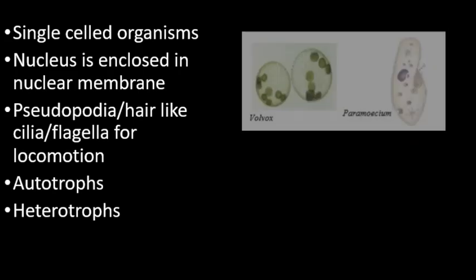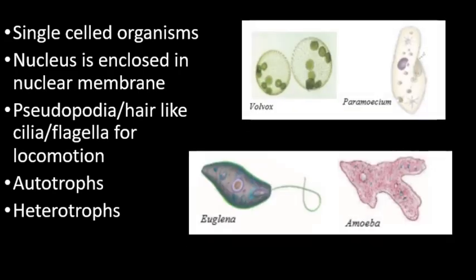Here are the few examples. First is volvox, then euglena, paramecium and amoeba. Now, volvox is an autotroph and euglena is also an autotroph, whereas paramecium and amoeba are heterotrophs. They cannot prepare their own food. Also in amoeba, you can see these are called the pseudopodia, that is the fake legs. In paramecium, you can find some hair-like projections at the end. These are the cilia, which help in locomotion. And in euglena, we have flagella, which again helps in locomotion.